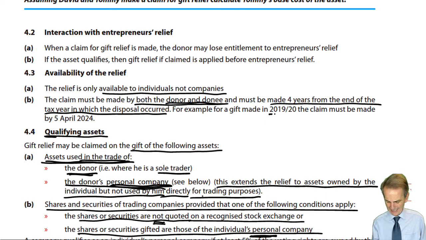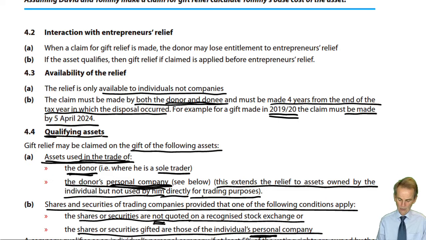So if we make a gift, as may be the case in 2019-20, the claim must be made by the 5th of April 2024, 4 years on from the end of the tax year. The tax year 2019-20 ended on the 5th of April 2020. So you've got to make the claim, this joint claim, donor and donee, by the 5th of April 2024.